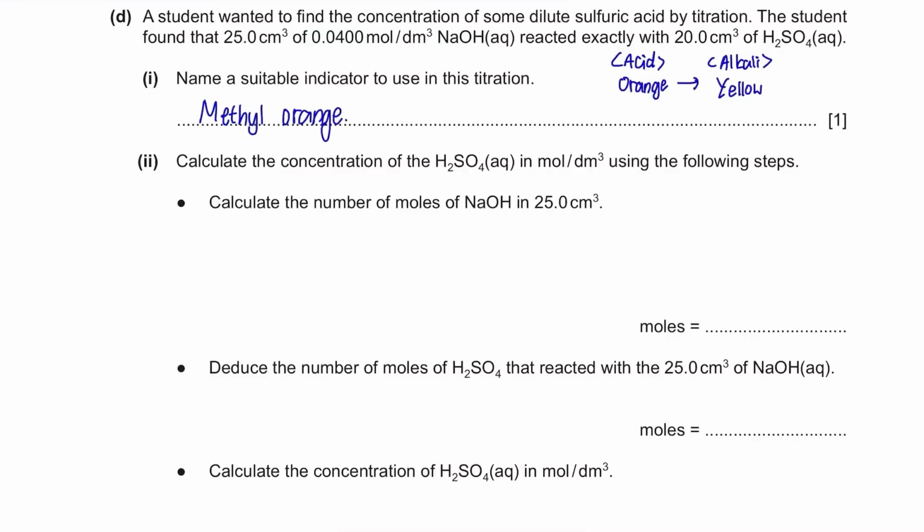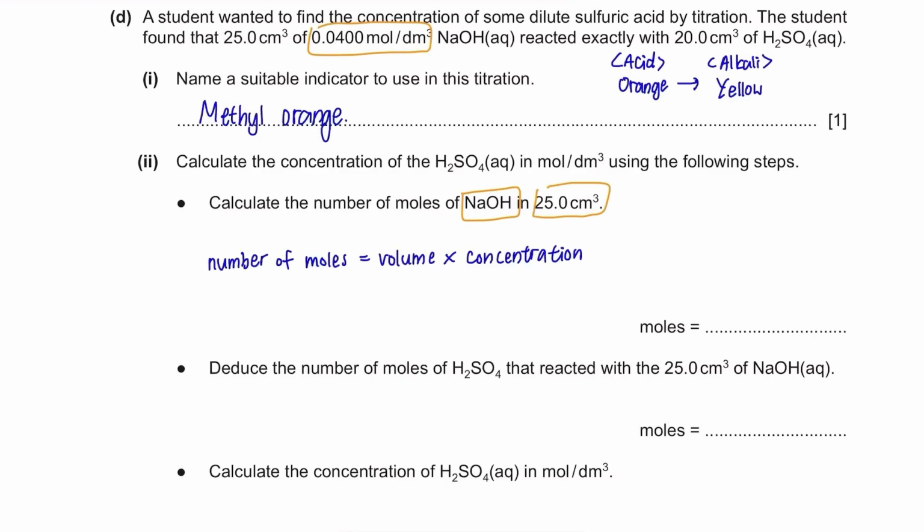Calculate the concentration of the H2SO4 in mol per dm³ using the following steps. Calculate the number of moles of NaOH in 25 cm³. The question has given us the volume and the concentration of NaOH. To find the mole, use the formula: the number of moles equals the volume multiplied by the concentration. Remember to change the unit of volume to dm³ by dividing it by 1000. The answer is 0.001 mole.